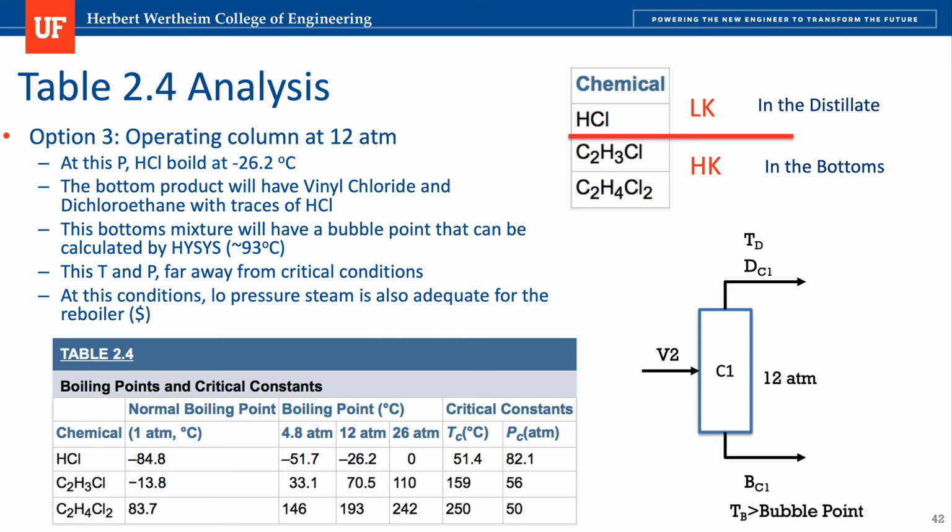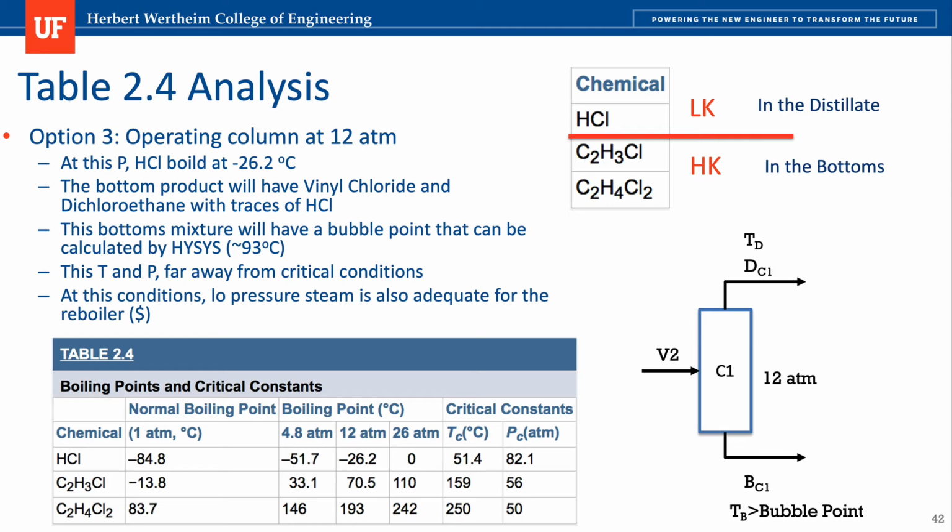The third option is to operate the column at milder conditions. The difference here is that the delta P between the inlet and the operating pressure will be less than decreasing that to 1 atmosphere. So at this pressure, the HCl boils at minus 26.2.